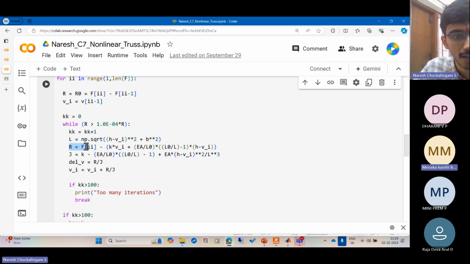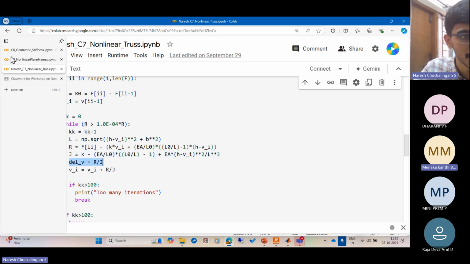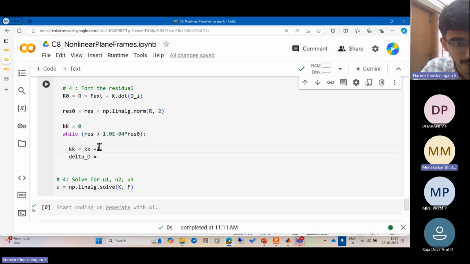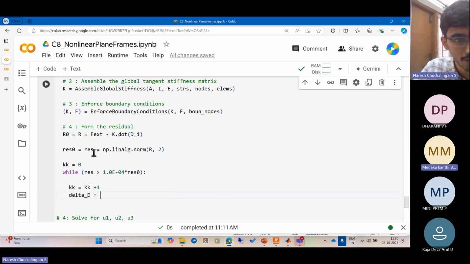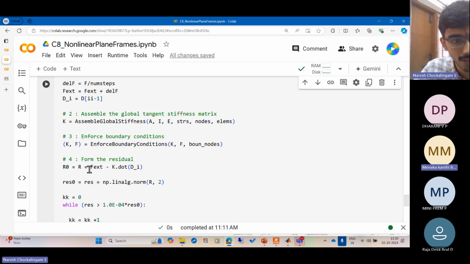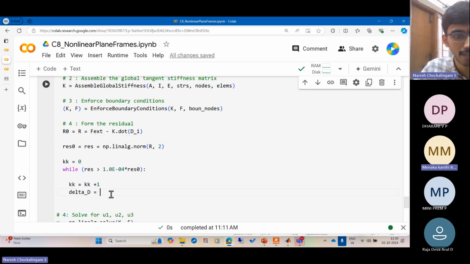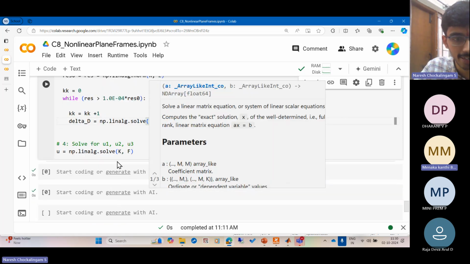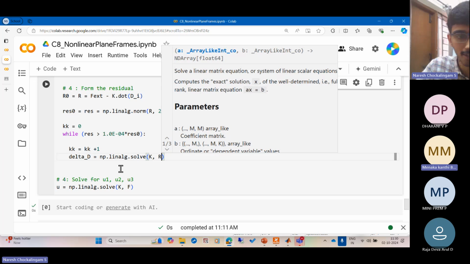I'll say how. So we are forming the residual. And then we have the Jacobian. Jacobian in this case is the tangent stiffness matrix. Then we are finding the update. So let's do that. So update this. We already formed the Jacobian. We already formed the residual. Yeah. Now delta D is nothing but np.linalg.solve of K. Yeah, it's already here. Instead of K comma F, it is K comma R.